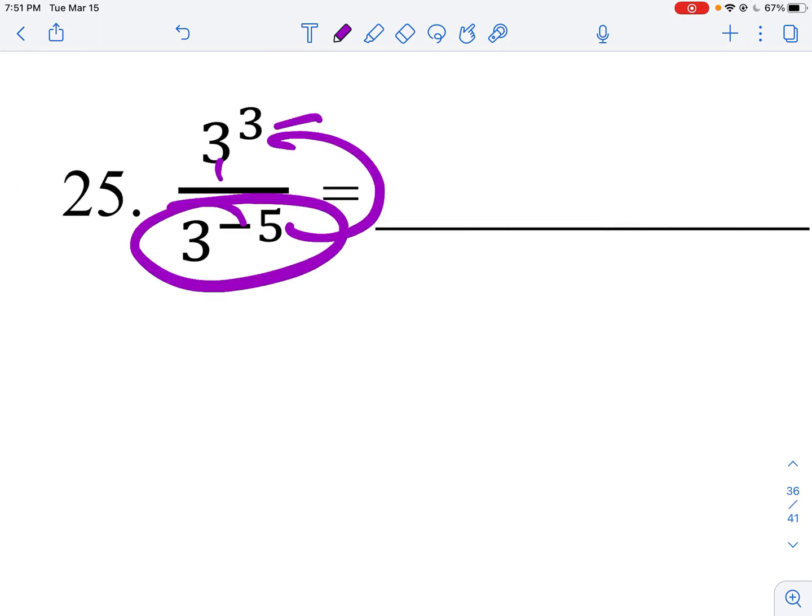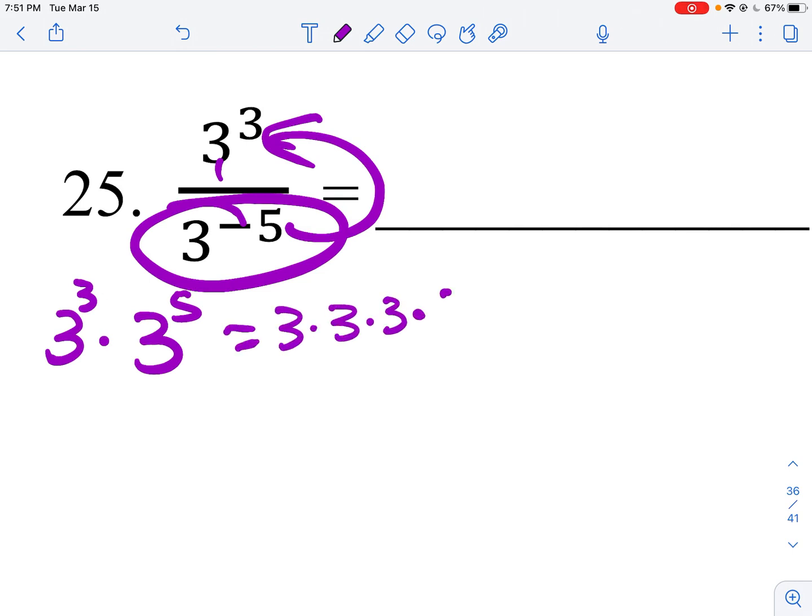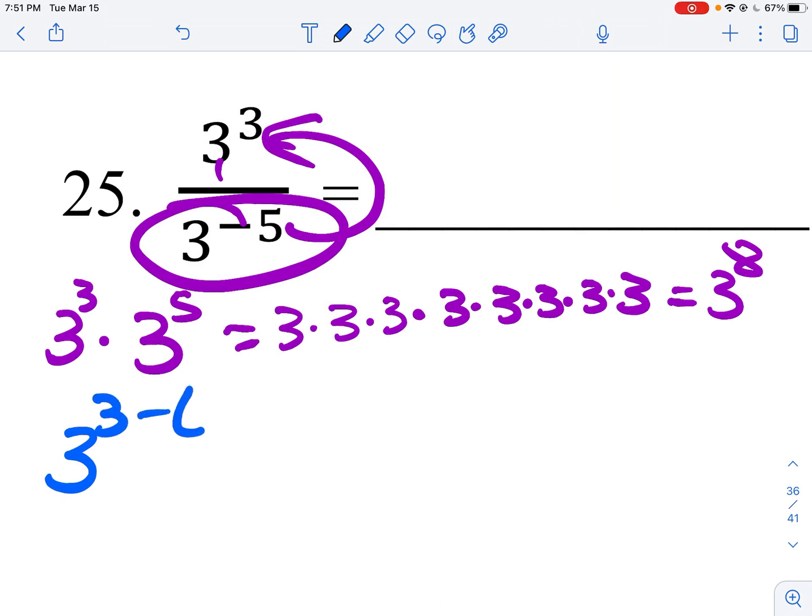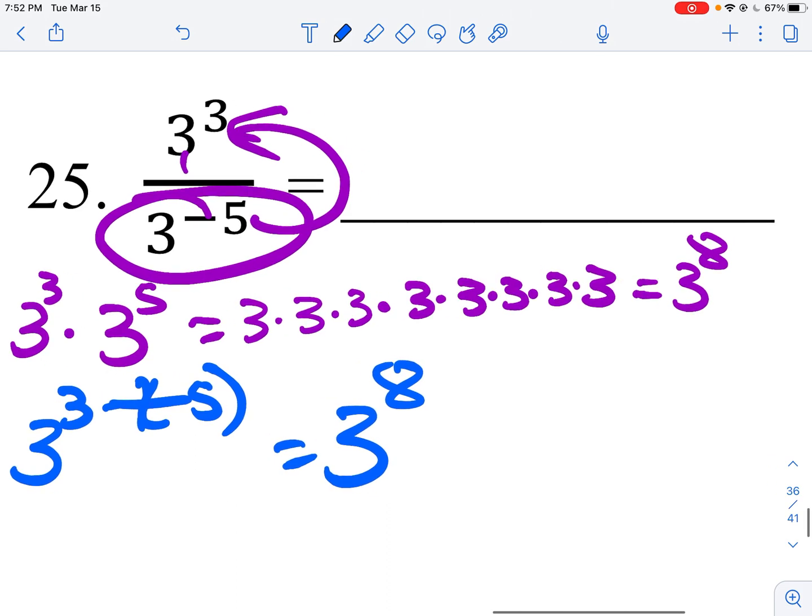Right here, please move me to the numerator because I'm a negative exponent. So I have 3 to the 3rd times 3 to the 5th. So 1, 2, 3, 1, 2, 3, 4, 5. So I have 8 3s. If you showed it with the property, 3 minus a negative 5 turns to a plus sign, so 3 to the 8th power.